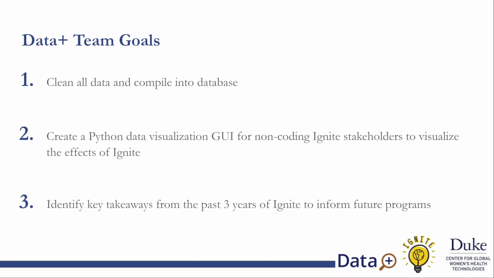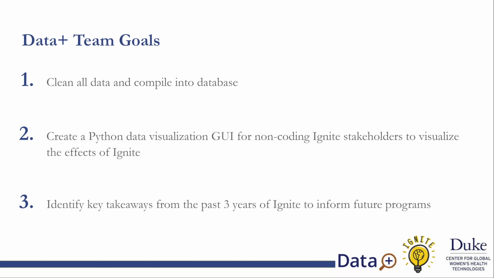Our second goal was to create a Python data visualization GUI for non-coding Ignite stakeholders to visualize the effects of Ignite. This was the main portion of our project this summer: creating this API web server using a platform called Python Anywhere to filter out the data and create rapid visualizations. So stakeholders, like if we're applying to a museum for grants, or because we're partnered with the Museum of Life and Science, their staff can also look at our graphs and our results and rapidly visualize those results.